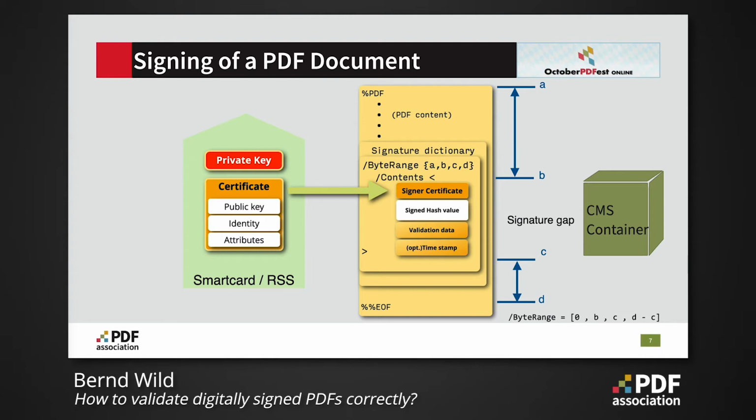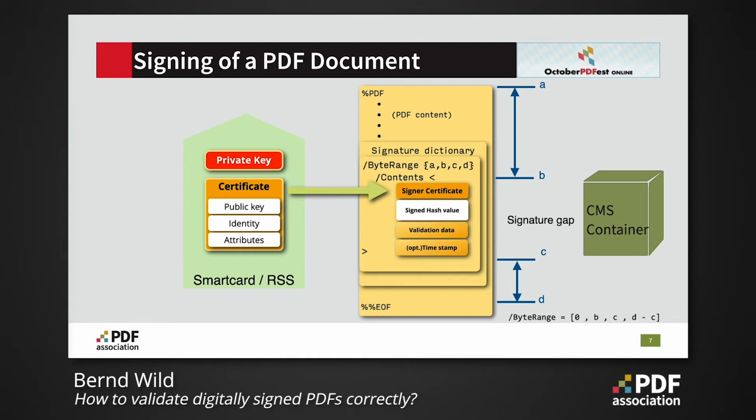The empty block, part 2, is the space that is taken up by the signature container later on, here called CMS container, after the signature has been created. The coordinates of part 1 and part 3 form the content of the so-called byte range, which is written at the beginning of part 3. Then a hash value is calculated over the range of part 1 and part 3.